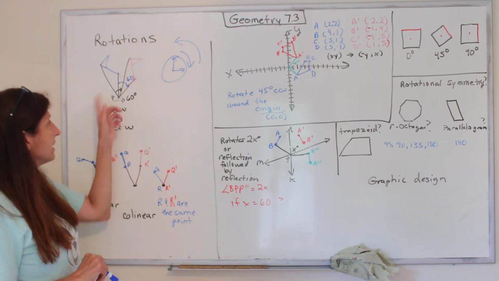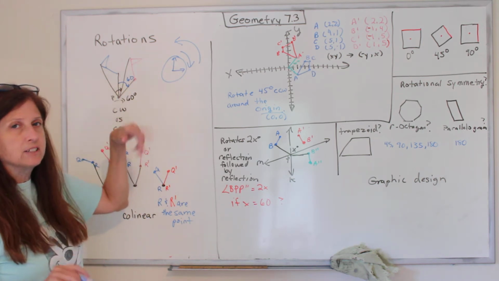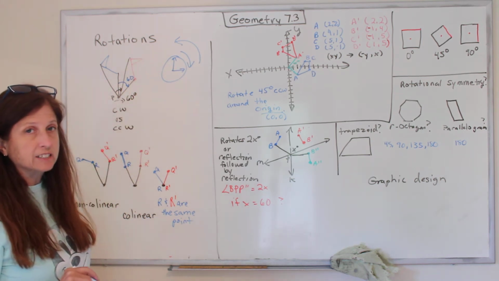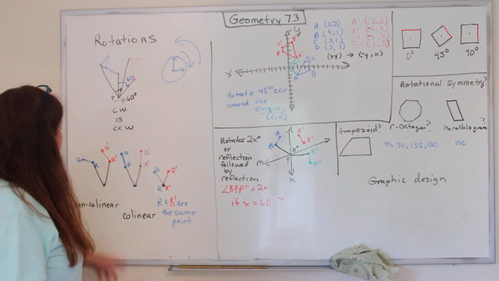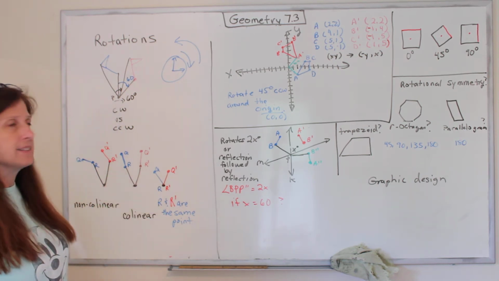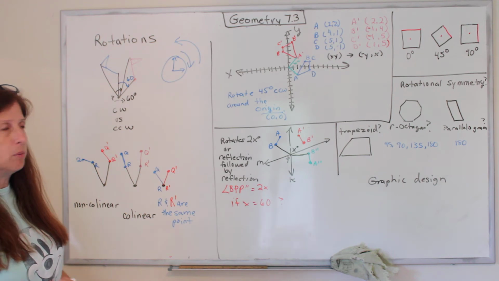So that's how you describe it: how many degrees you're rotating it and in which direction. Pretty easy, right? Okay, so here are 3 different ways things can be rotated around a point.